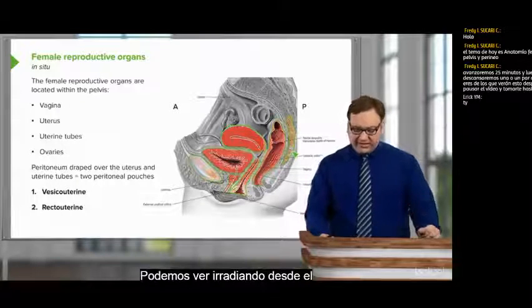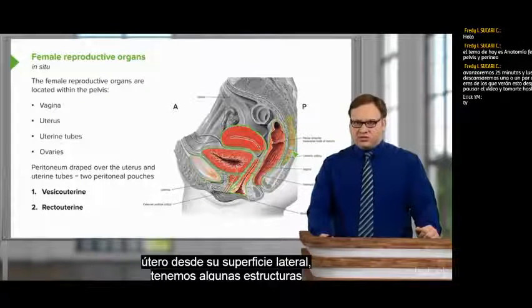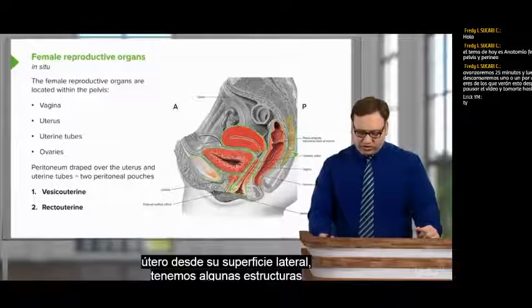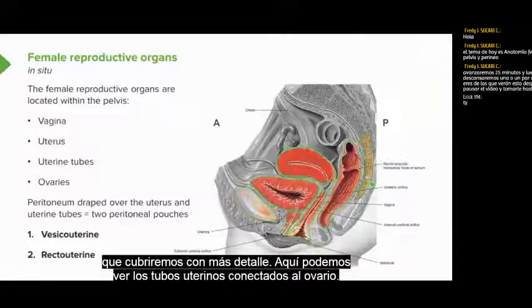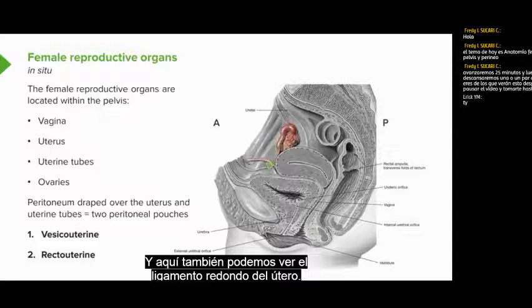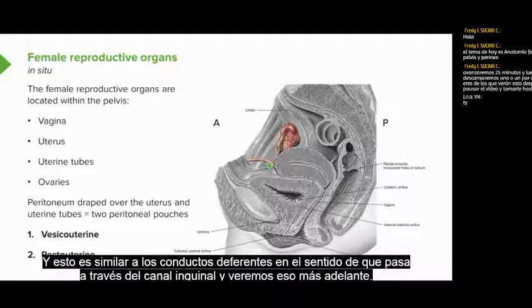We can see radiating away from the uterus, from its lateral surface, we have a few structures which we'll cover in more detail. Here we can see the uterine tubes connected to the ovary, and here we can also see the round ligament of the uterus, and this is similar to the vas deferens in that it passes through the inguinal canal, and we'll look at that later on.